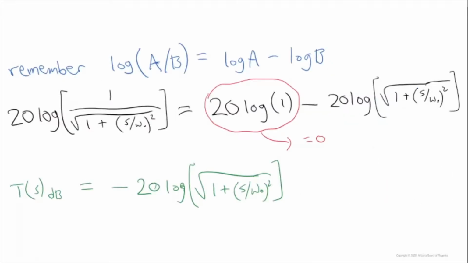Remember an important property of logarithms. Log of a over b equals log of a minus log of b. Let's use that property to simplify our expression. Also, remember that log of 1 equals 0, because 10 to the 0 equals 1. Now that we have our simplified expression, we are ready to start thinking about what the Bode plot should look like.